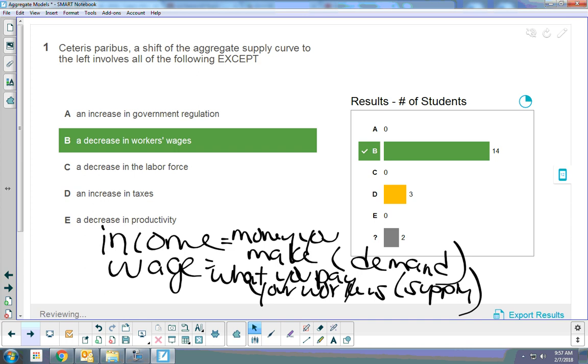But if they use the word income, you're shifting demand only. If they're using wage, you're shifting supply only. In real life, so many variables are happening, like the graph's going all at once, but it's ceteris paribus, like keep other things equal. If I say income, I mean demand. If I say wage, I mean supply.